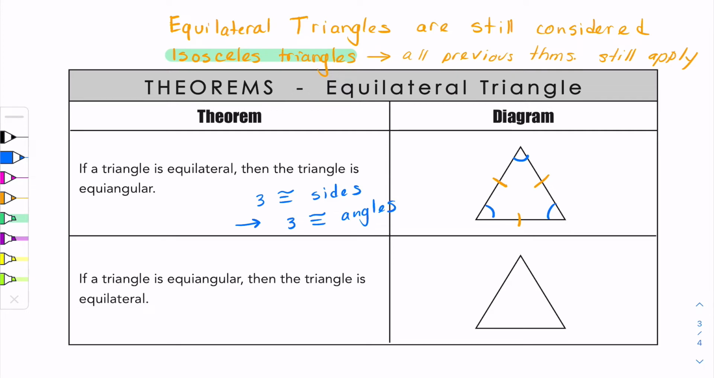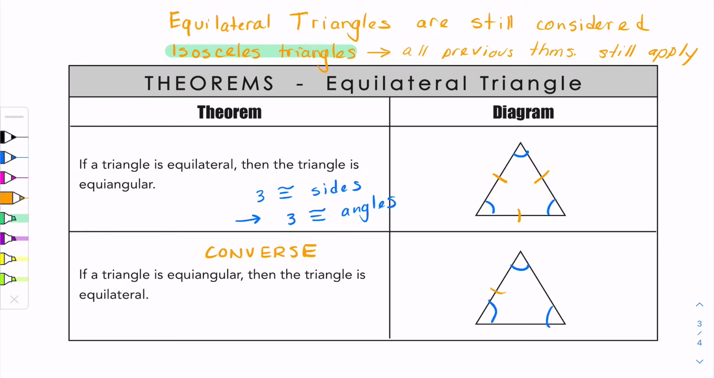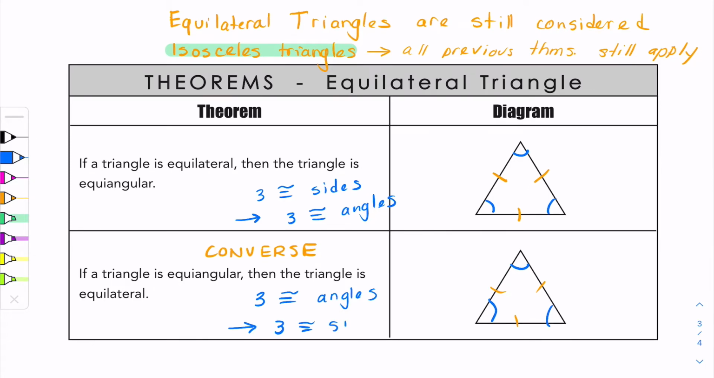And the converse states that if you have three congruent angles, then you automatically know you have three congruent sides. So it is the opposite, working in the opposite direction. Three congruent angles leads to three congruent sides.